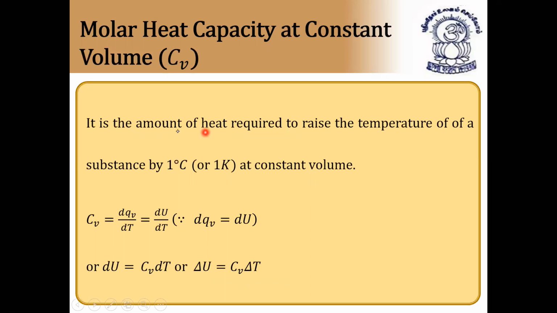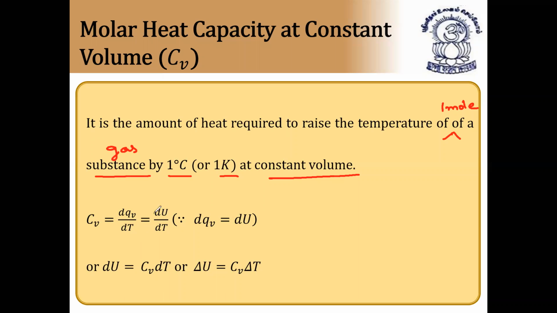Next, molar heat capacity at constant volume. It is the amount of heat required to raise the temperature of 1 mole of a substance by 1 degree C or 1 Kelvin at constant volume. This is called molar heat capacity at constant volume. Simple. Instead of writing substance, we can take gas directly: 1 mole of a gas by 1 degree C or 1 Kelvin at constant volume.